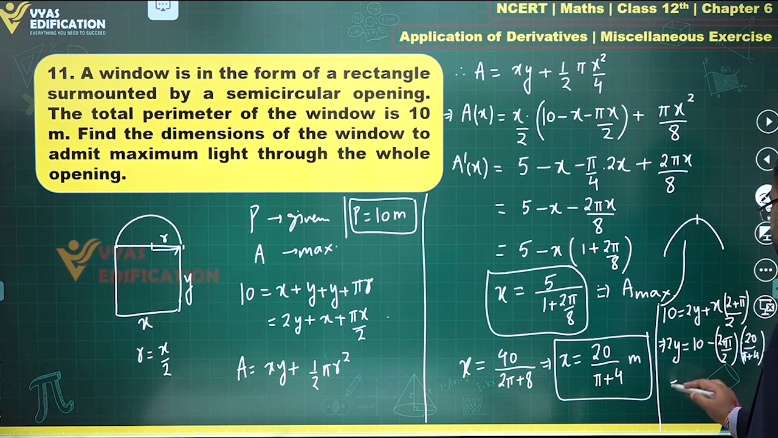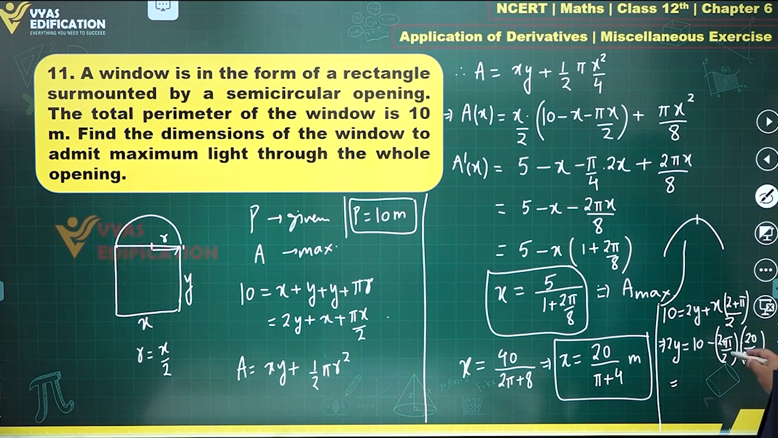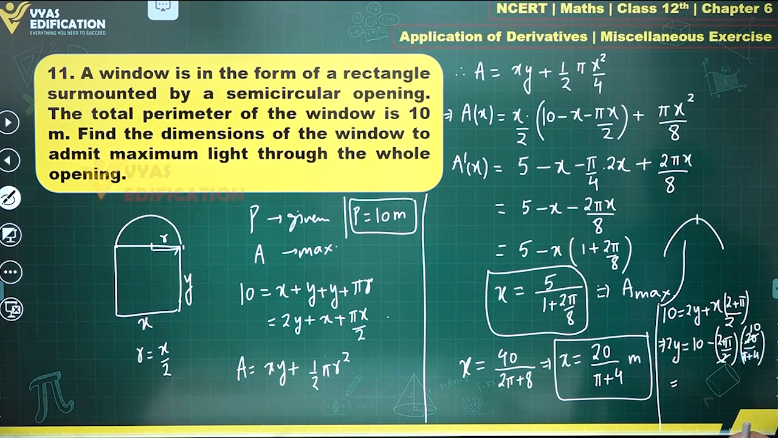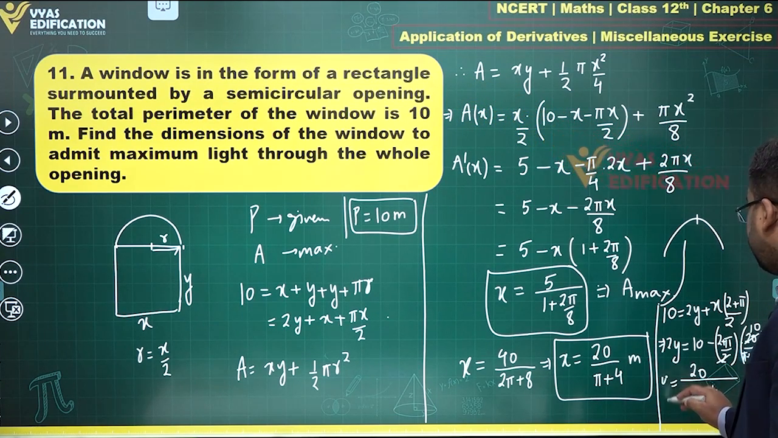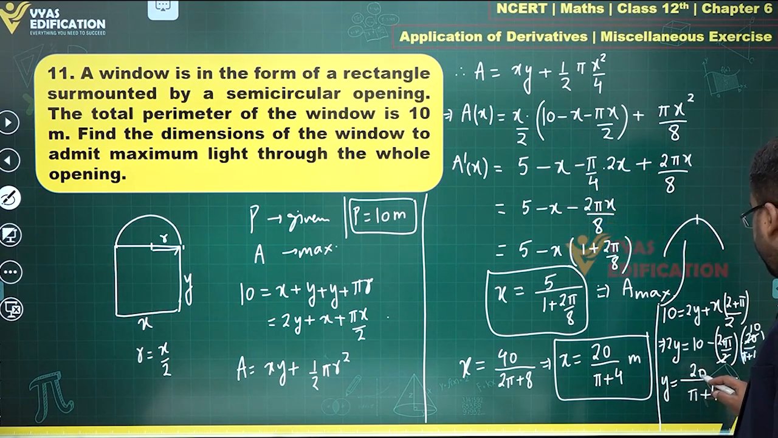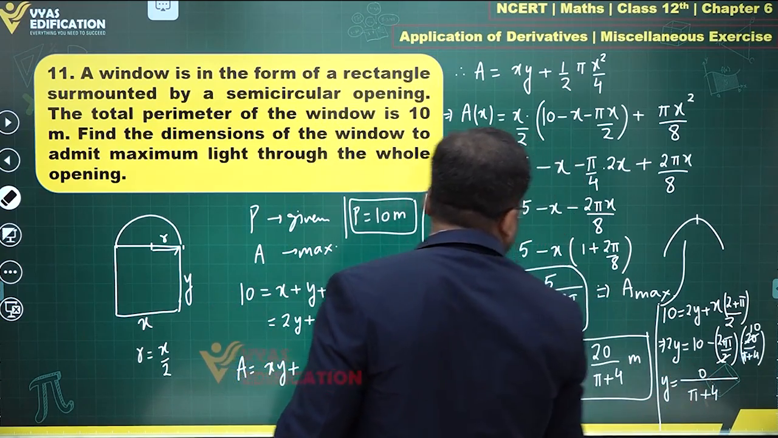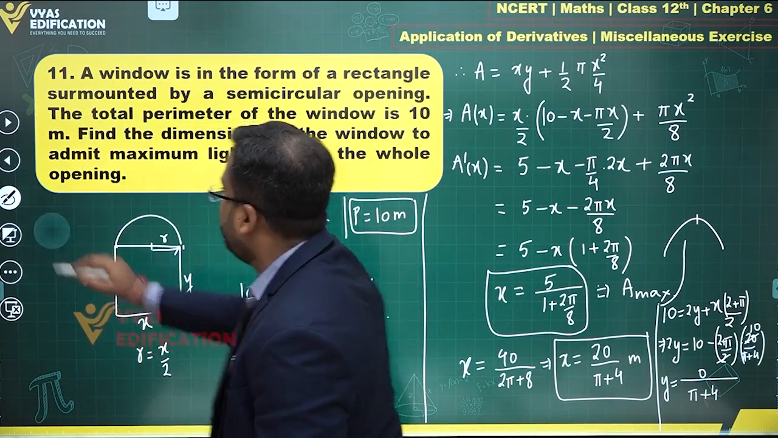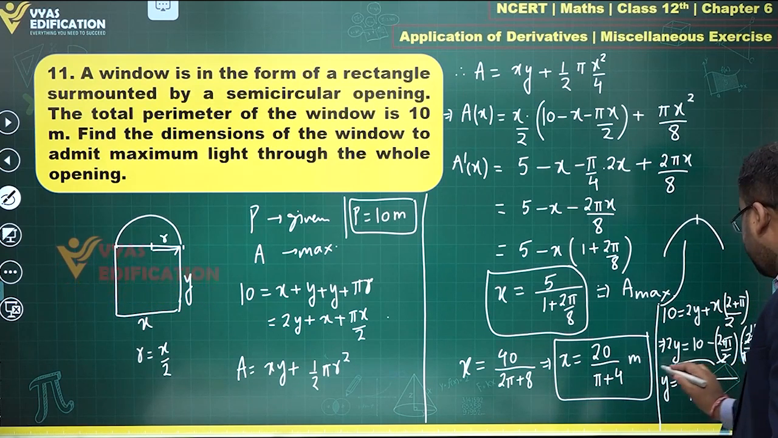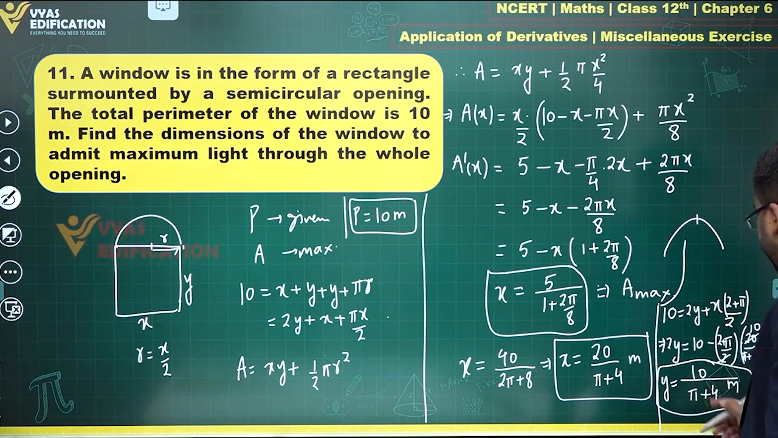Let's simplify this further. What is this simplifying into? We have this goes 10 times, and what we have in the denominator is pi plus 4. In the numerator this is 10 times (pi plus 4) minus 2 minus pi, which is 2, and this becomes 20 upon pi plus 4 as well. So this is 2y, and y will become actually 10 times this. So let's get rid of this 20 and let's write 10 over there. That will be my final answer for this question. This is 10 upon pi plus 4 in terms of meters.